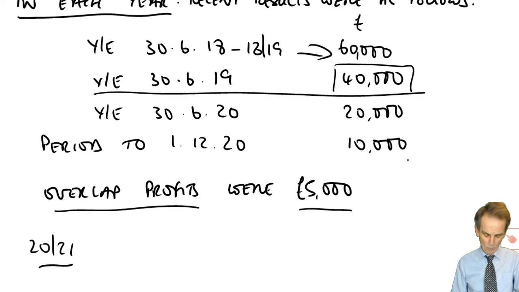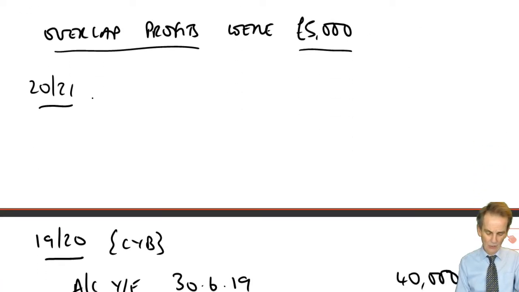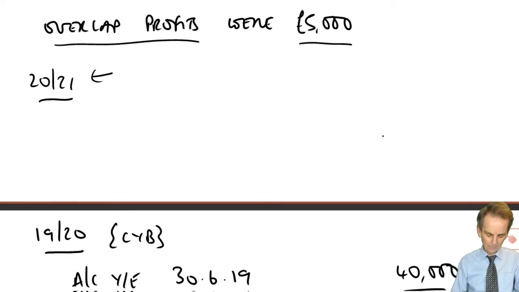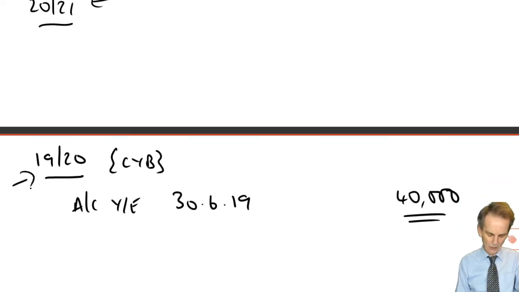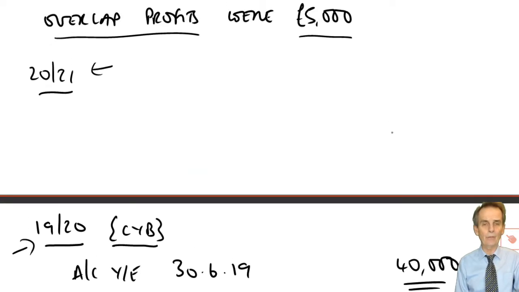So, step 1, the final tax year was 2021. Step 2, go back to penultimate tax year, 1920, assess using CYB. That for us was the year ended June 19. Step 3, go back to final tax year, and what do we do? We assess, we include now all remaining periods, any and all remaining periods, and then deduct our overlap.